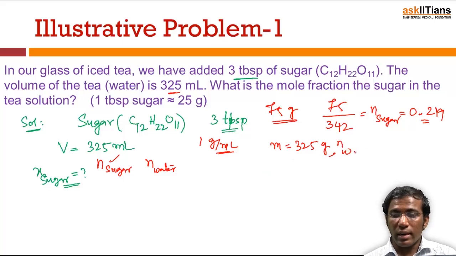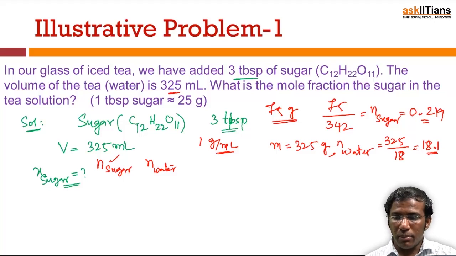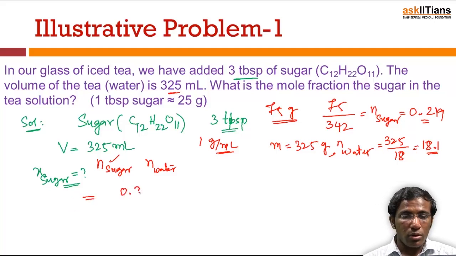Okay, so we can calculate its number of moles. The number of moles of water is equal to the mass, 325, divided by the molecular mass, which is 18. So you will get 18.1. This is the number of moles of water. So we got both, and the question is done.